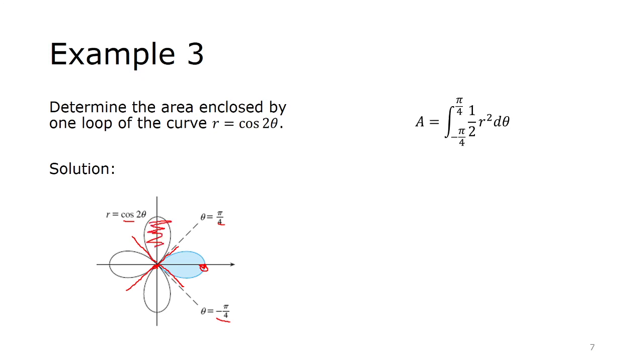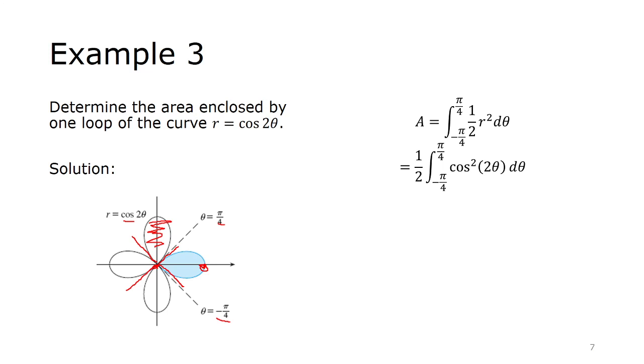If we use the given bounds that they suggested, negative to positive pi over 4 for our integral, we're integrating 1/2 r squared d theta. Remember, r represents the radius. That's our function cosine 2 theta. So our integral, written completely in terms of theta, looks like this one. 1/2 can be taken out of the integral. With the same bounds, we have cosine squared of 2 theta.